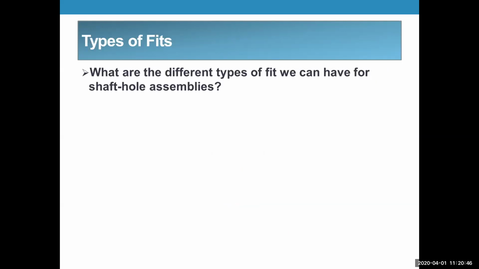So what are the different types of fits that we can have for shaft and hole assembly? Well, there's a whole myriad of them, but the basics are a clearance fit, where there's always a space, regardless of what the minimum and maximum sizes for the hole and the shaft can be. There's always going to be some clearance or space. The minimum clearance is always greater than 0.